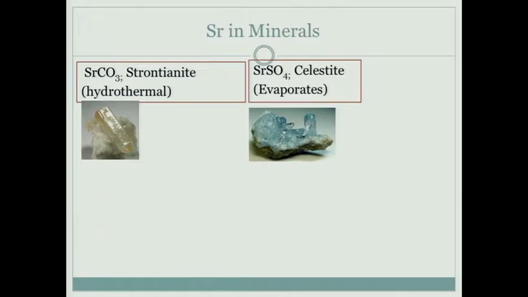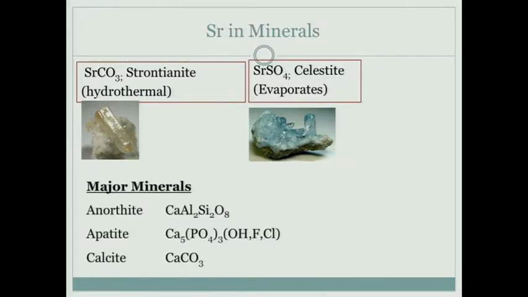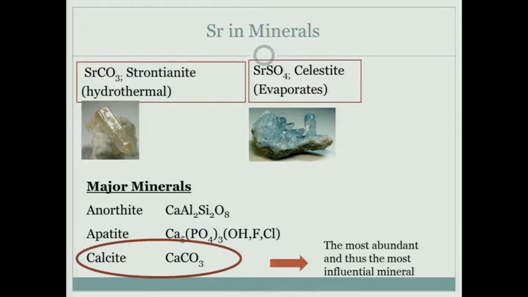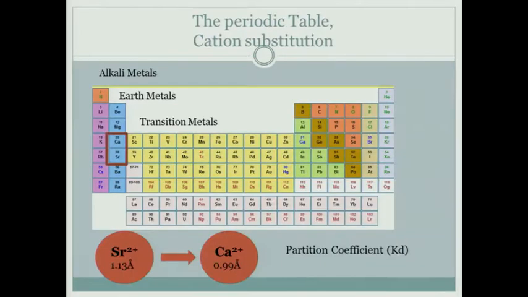So where does strontium reside? In which minerals, and why does it have to do with the ocean at all? Well, we have two strontium minerals. One is strontianite, and the other one is celestite, which is associated with evaporites, but they are very rare and minor in distribution. They would not have any influence on strontium of the ocean at all. But in major minerals, we can find strontium as well, for example, in feldspars, in apatite, and in calcium carbonate. And by far, the most abundant and thus most influential mineral would be calcium carbonate. And that's how we associate strontium to the ocean through calcium.